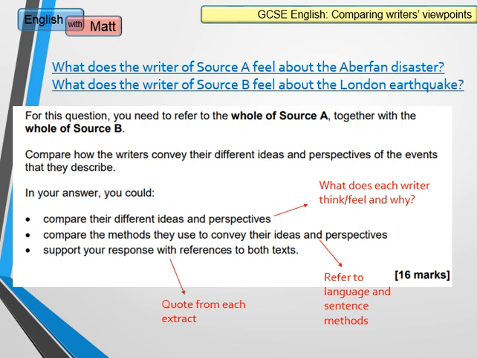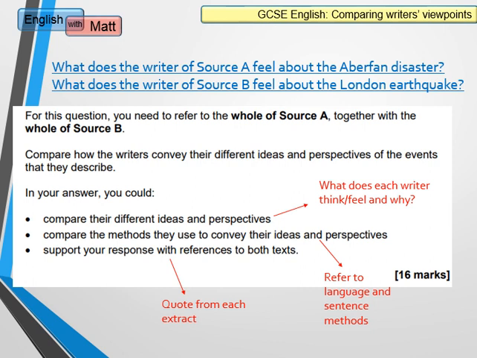So we need to look at both sources, the whole of them, and compare how the writers convey their different ideas and perspectives of the events that they describe. What that's saying is we need to think about what the writer of source A feels about the Aberfan disaster, and we need to also work out what the writer of source B feels about the London earthquake.